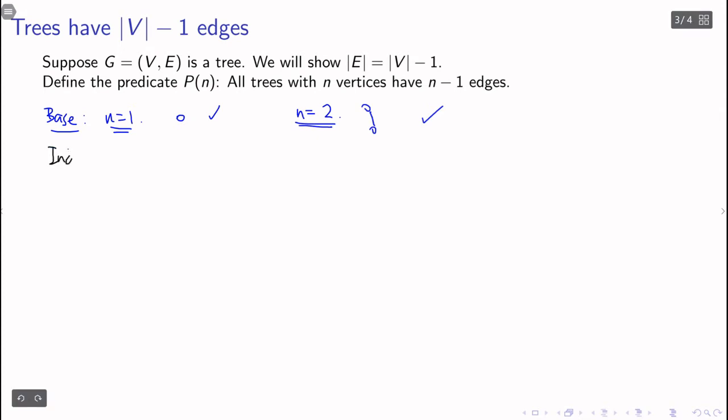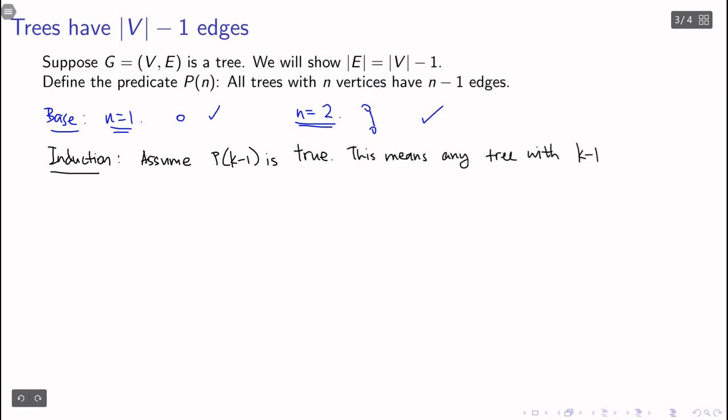So let's proceed now with the induction step. And in this case, we're going to assume that P of k minus 1 is true. Right, so this statement holds, which means any tree with k minus 1 vertices has k minus 2 edges. And we want to show P of k is true.